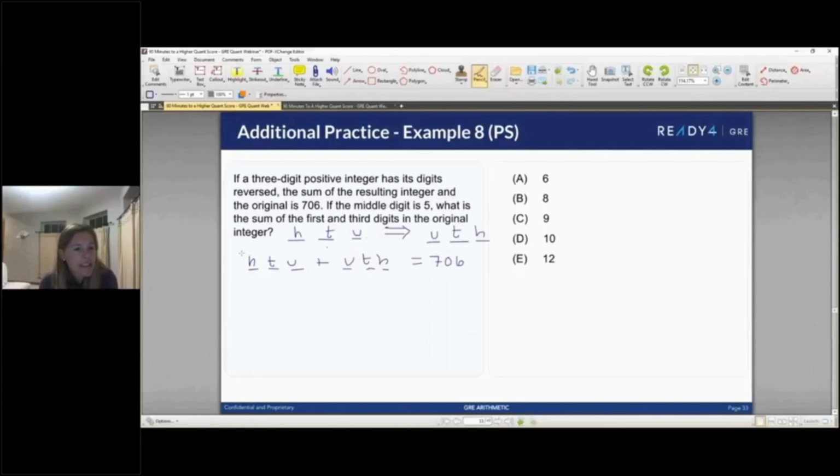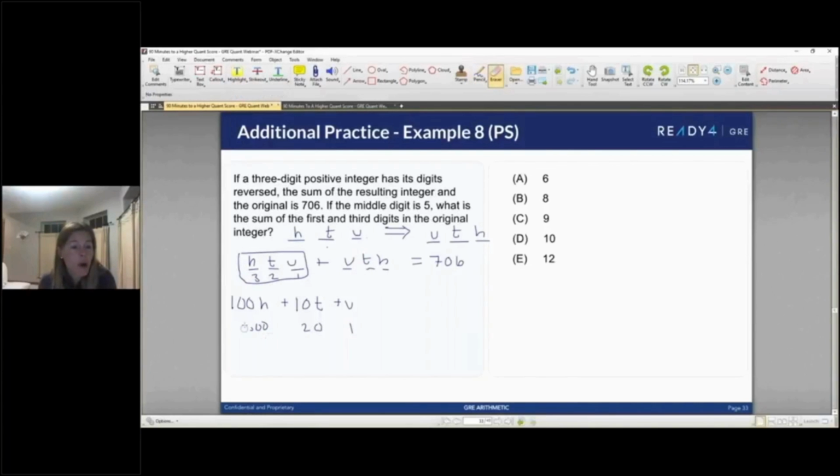We have to represent this number as a quantity. And how do we do that? We say, okay, well, a number HTU, for example, a number 321, is going to be equal to 100 times whatever the H is, plus 10 times whatever the T is, plus whatever the units is. For example, if our H is 3, this would be 300. If our T is 2, this would be 20. And if our U is 1, this would be 1. So we'd add 300, 20, and 1 to make 321.